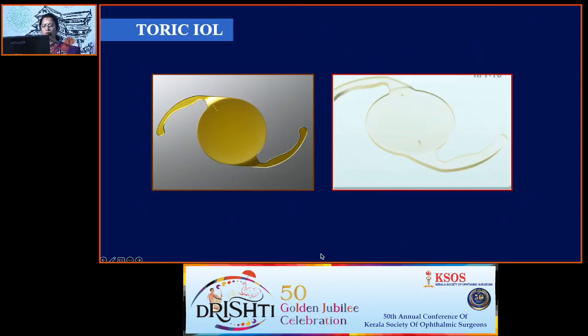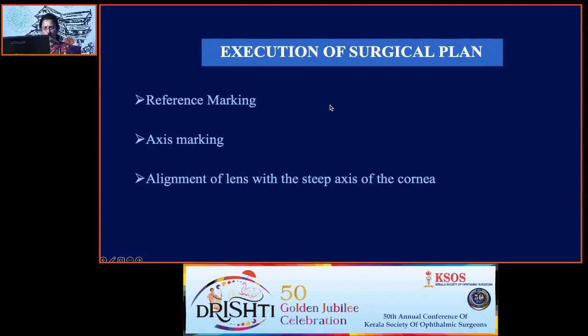And this Toric IOL has some marks here that should be aligned with the steep axis of the cornea. And coming to the surgical plan, these are the things that need to be done in addition to what is being done in a normal phaco. That is, you have to do reference marking.